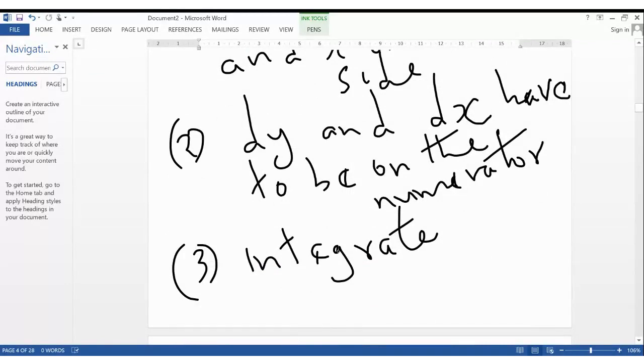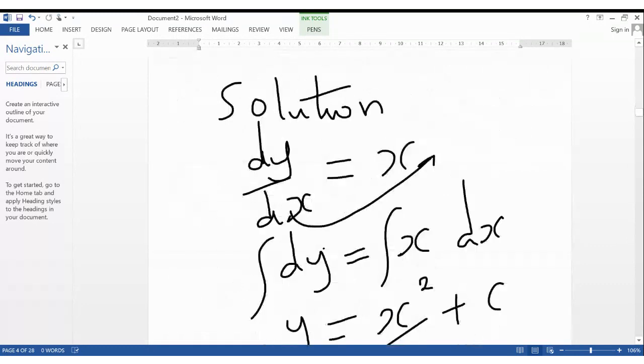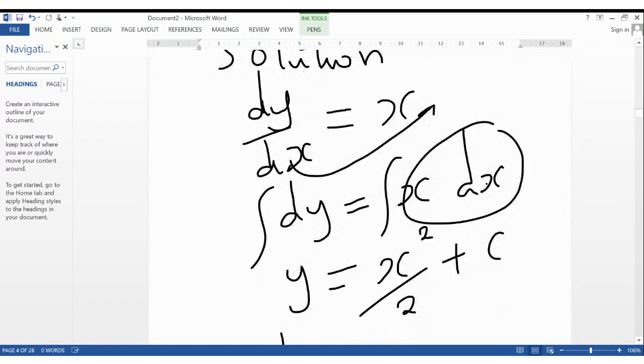I have the solution for the first example. So I have dy over dx is equal to x. I take first of all dx on the numerator, and you can see I'll get dy is equal to x dx. You can see that x and dx are together, they are of the same kind, so there's no problem. Then I do the integration. When you integrate dy, you get y. When you integrate x, add 1 to the power and divide by the new power, and then you add a constant of integration. So you can see x and dx on one side, and dy on the other side.